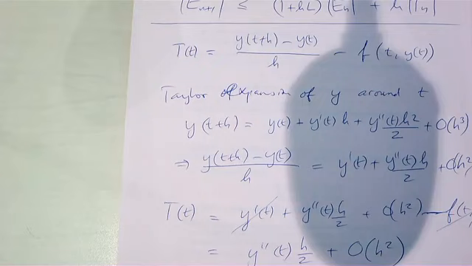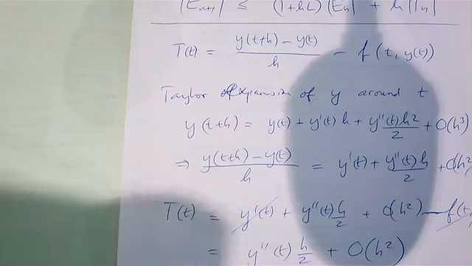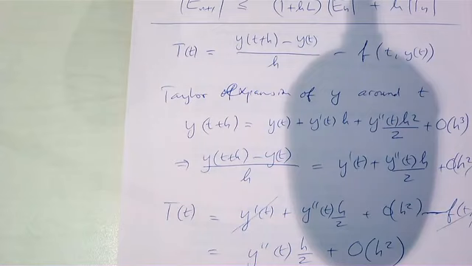But your numerical order of convergence could be different from 1, but it should be close to 1. It should be like 0.99 or something. Otherwise, something is wrong with your numerical implementation. Yeah? So that is about the Euler method.